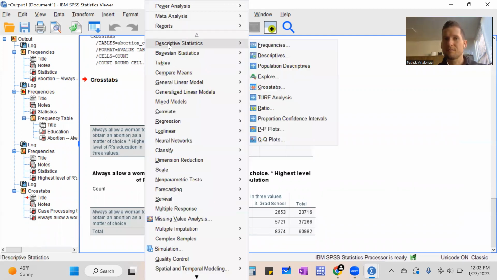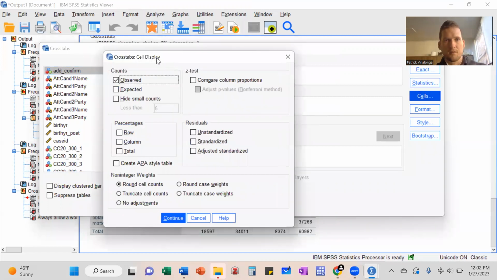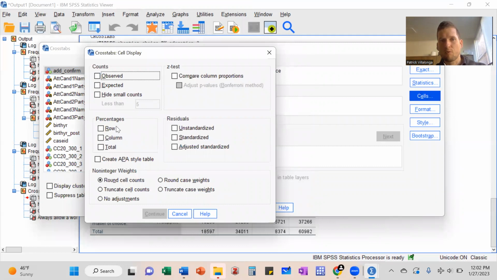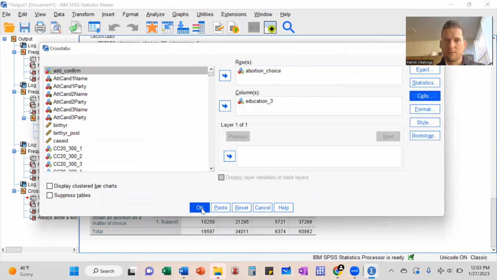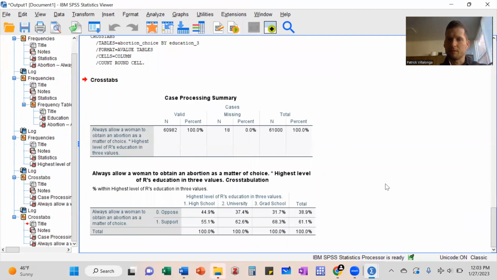We go back to Analyze, Descriptive, Crosstabs. Okay, and we go back to our cells, and we're just going to uncheck Observed, go down to the percentages area, and click Column. Continue. And then we hit OK. And now we're done. So what this is saying is that 44% of the people who did some high school at least oppose abortion as a matter of choice, and 55% support.